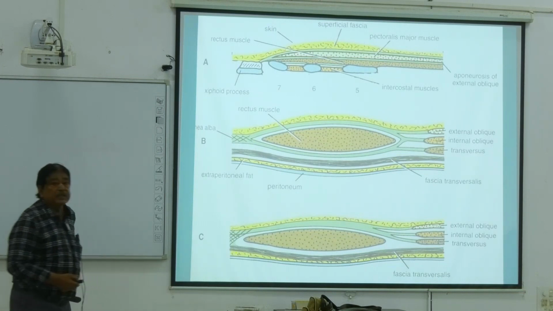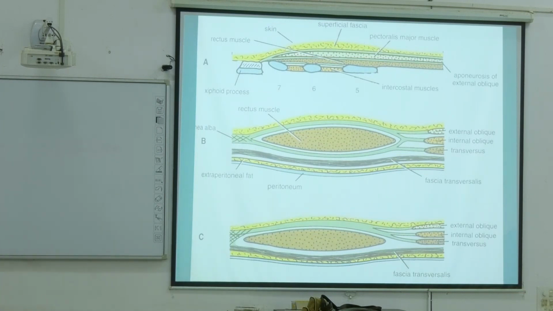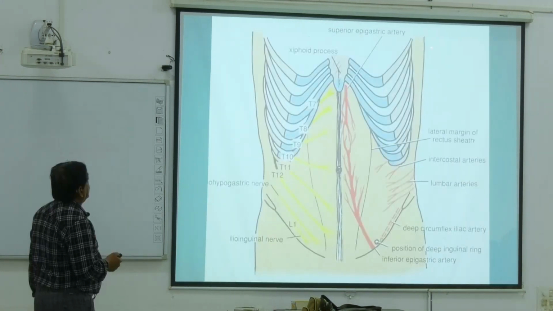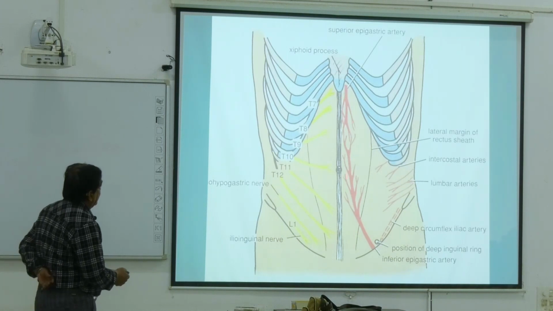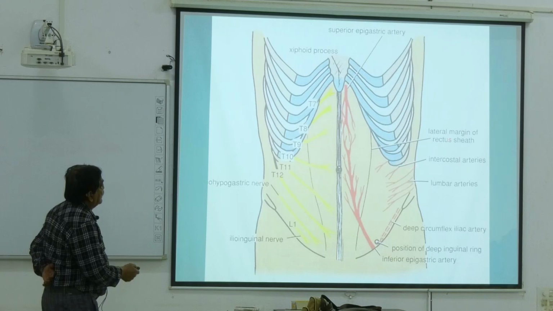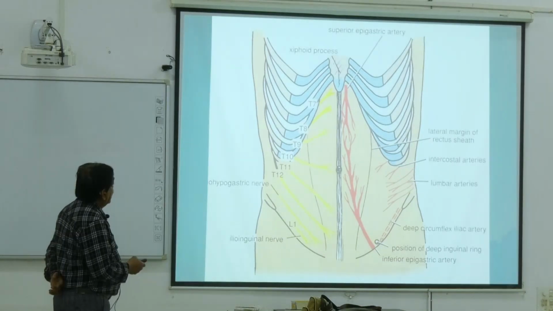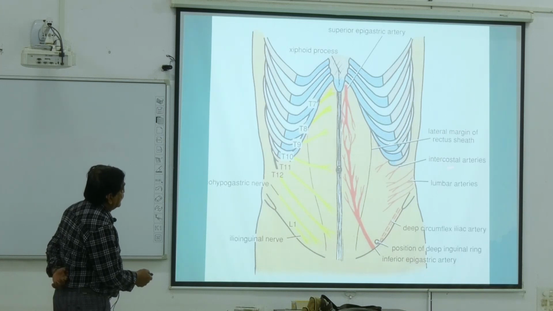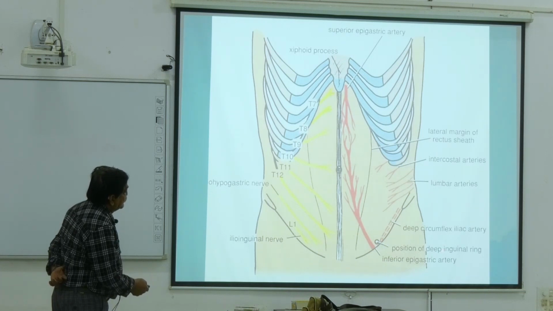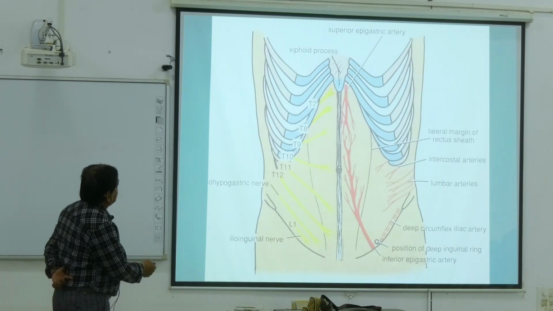Now what I want to say is that this can be a long question or a 10 marks question: the rectus sheath. The picture is very depictive. Superior epigastric artery, the xiphoid process, and you see the linea alba, this is the umbilicus, and you see the lateral margin of the sheath. Now, you see the lateral margin of the rectus sheath, the intercostal arteries, the deep circumflex iliac artery, position of the deep ring, inferior epigastric artery, this is going there, and superior epigastric artery, the contents of the rectus sheath.